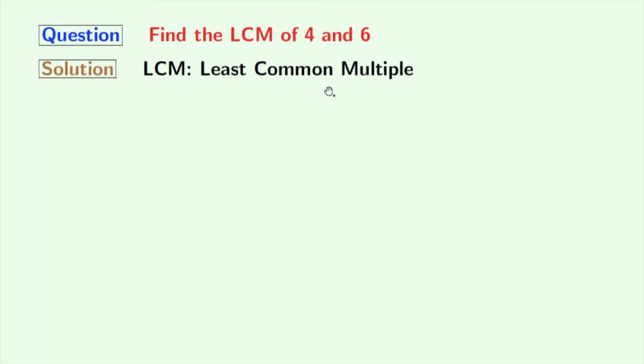Now let's understand the process to find LCM. Firstly, we have to find the multiples of 4 and 6. Among those multiples, we will find the common ones. And lastly, among those common multiples, we will find the least one. So now let's move on.